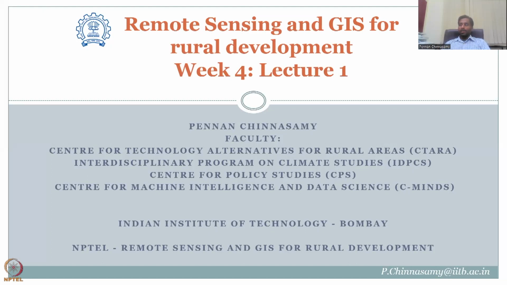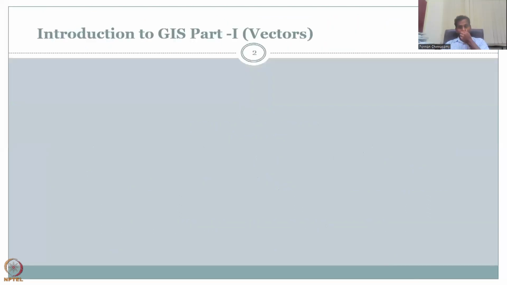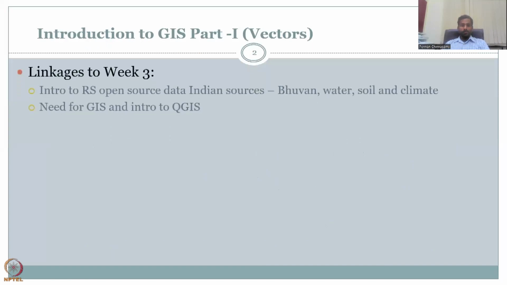Let's quickly look at what we have been looking at in the past weeks and how it connects to this week, because we are starting a new lecture. Up to week 3, we were looking at various remote sensing open source data, some Indian sources, example Bhuvan, and some foreign sources, example NASA, were discussed. And we looked at specifically data for water, soil, and climate. These would be incorporated into rural development schemes.